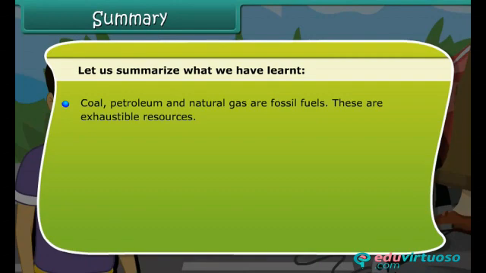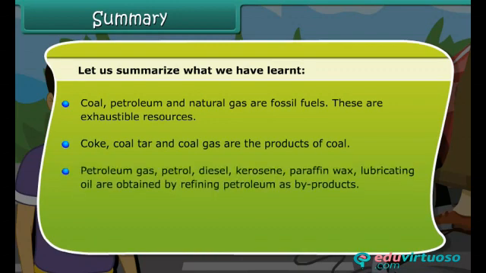Coal, petroleum, and natural gas are known as fossil fuels. These are exhaustible resources. Coke, coal tar, and coal gas are all products of coal. Petroleum gas, petrol, diesel, kerosene, paraffin wax, lubricating oil are obtained by refining petroleum as byproducts. We should use coal, petroleum, and CNG judiciously.